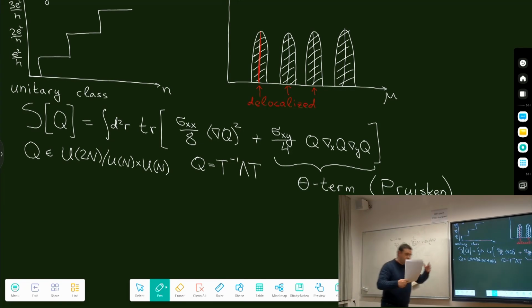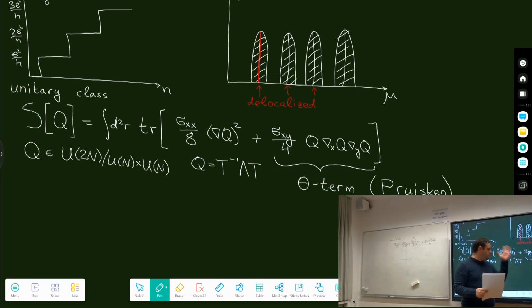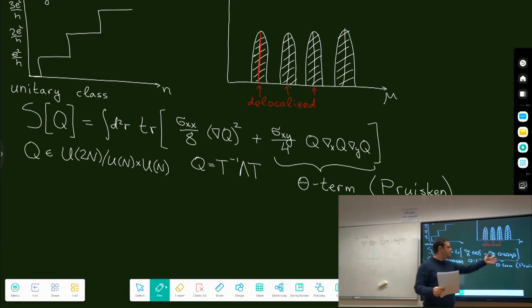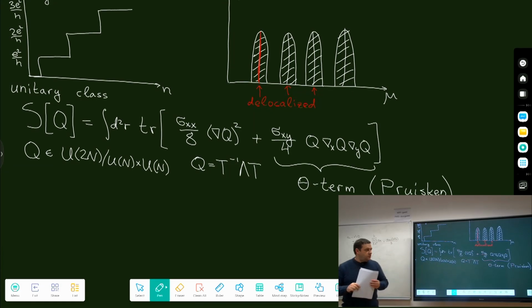Adrian Pruisken, around 40 years ago, first derived this term. Theta term is the name because the same term also occurs in some other field theories, namely in quantum electrodynamics. I believe you can also add it there, and in that context it's called the theta term because the coefficient is theta and not sigma xy.